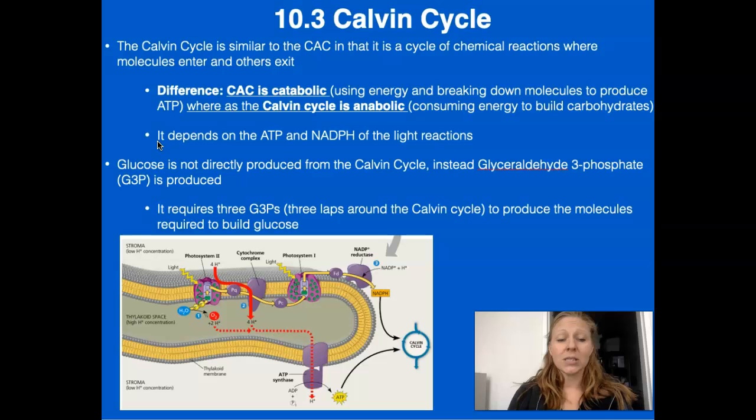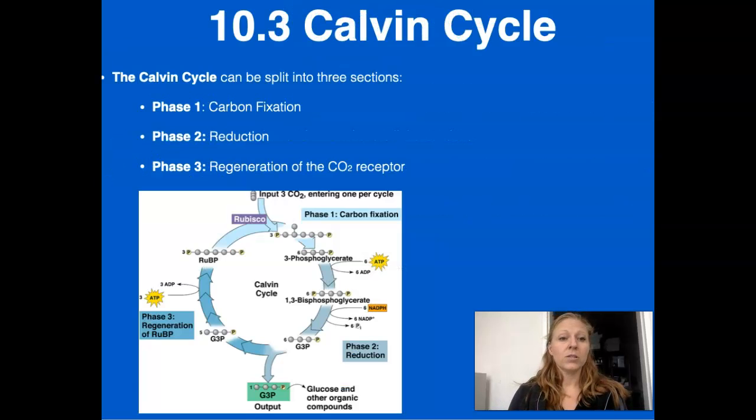And so glucose is not directly produced from the Calvin cycle. Remember that we are just building the G3Ps. And then later on, in the steps after that, the G3Ps are taken and built into a glucose molecule. And so it takes 3 G3Ps to build 1 glucose. And so the Calvin cycle can be split into 3 sections.